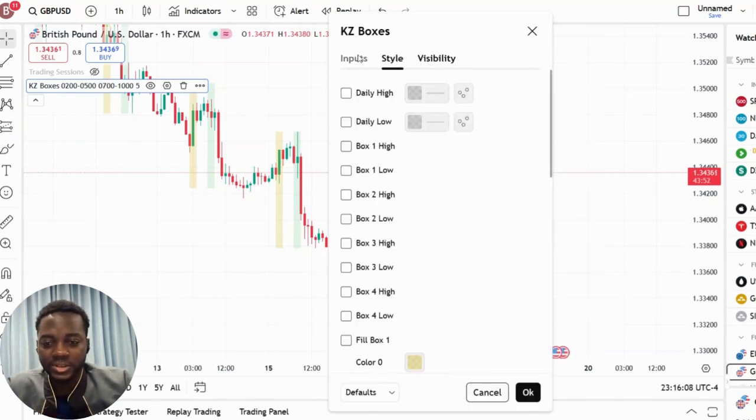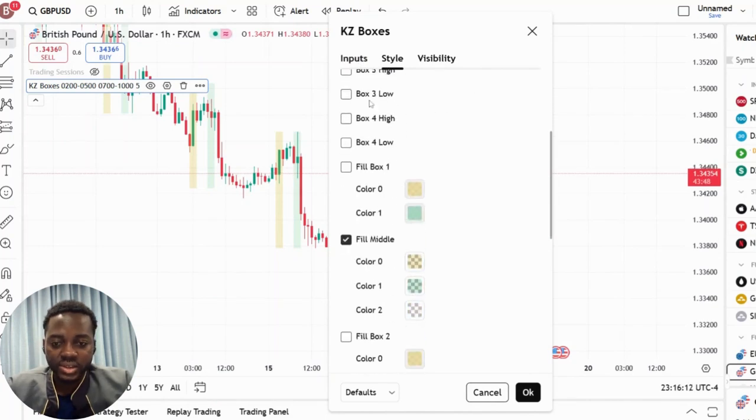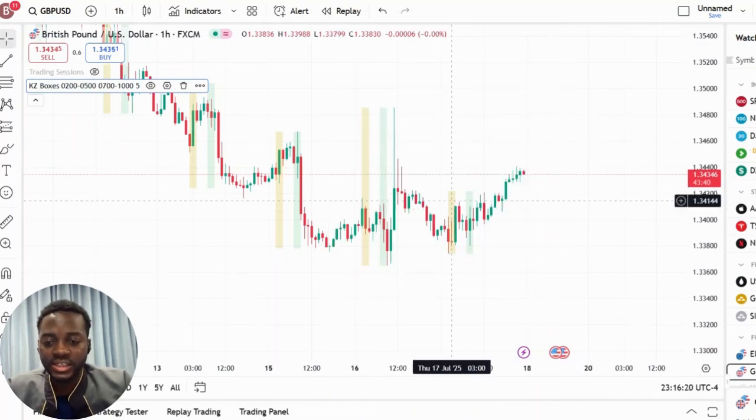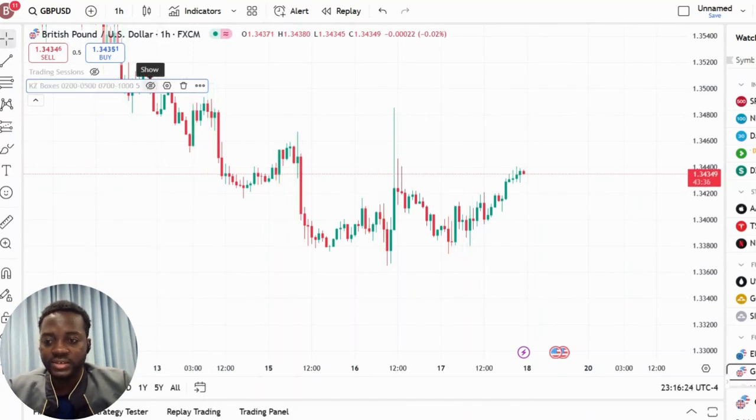Visibility is just how you want it to be seen. Okay, it's not a big deal. You can always edit and make it brighter or not brighter. Depends on you. Okay, but you've done this, you've set everything up, and you see it in your chart. Normally, you can close it up if you don't want to see it, and you can turn it on if you want to see it.